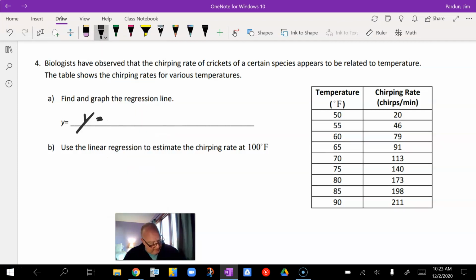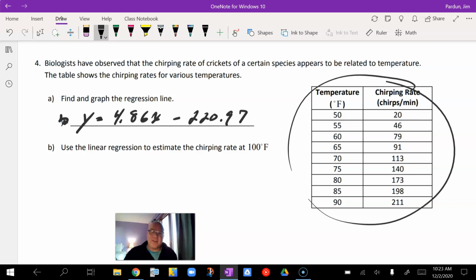So we come back over here, and I write y equals, the y was already given to me, y equals 4.86x minus 220.97. There's my equation of the line. That represents, that models this data.